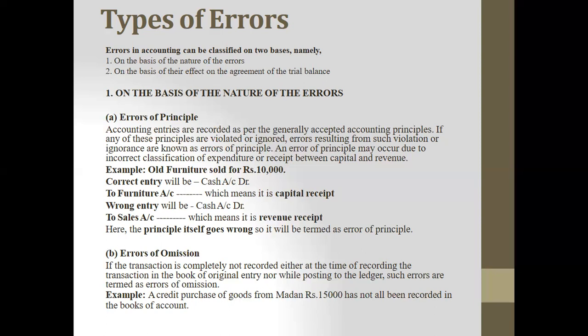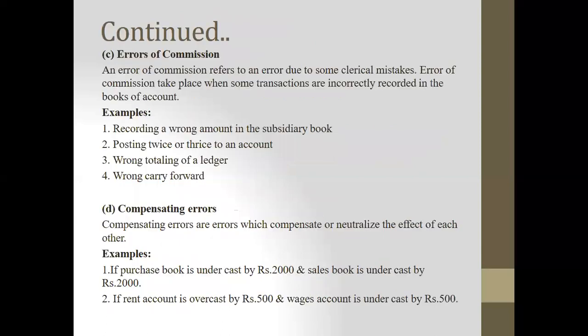So these are the errors of principle. And the second one is error of omission. If a transaction is completely not recorded, either at the time of recording in the book of original entry or while posting to the ledger, such errors are termed errors of omission. For example, a credit purchase of goods from Madan of rupees 15,000 has not been recorded in the books of accounts.